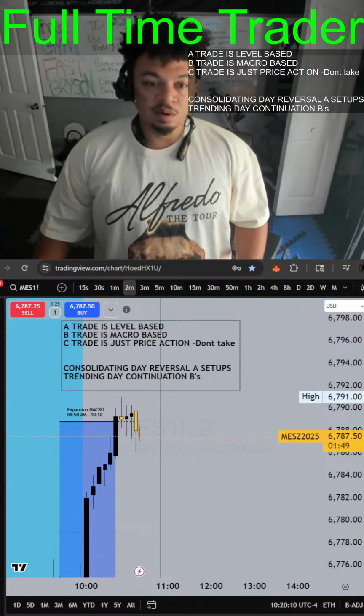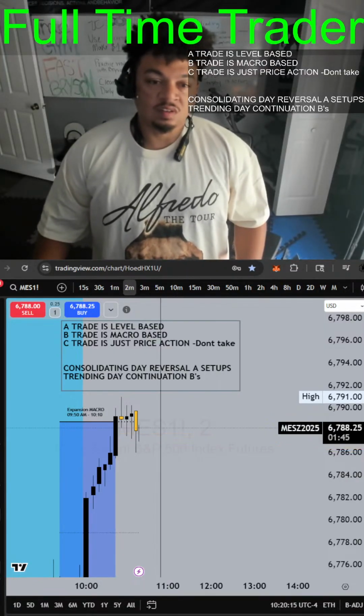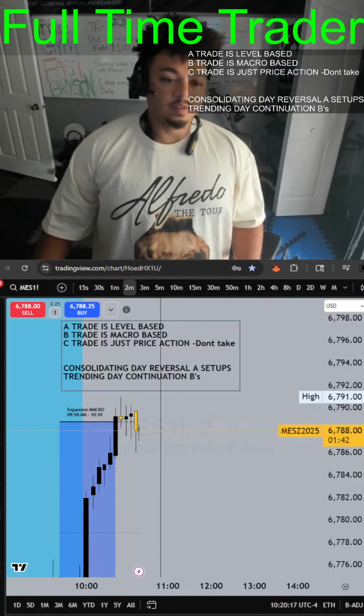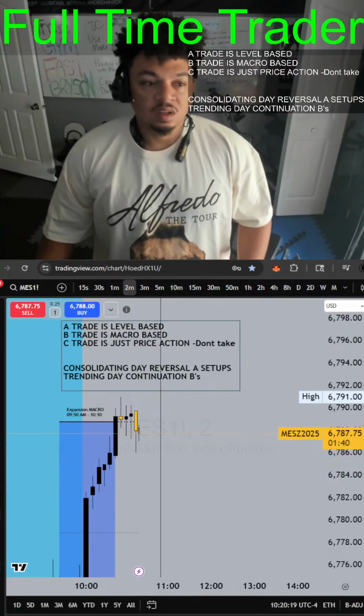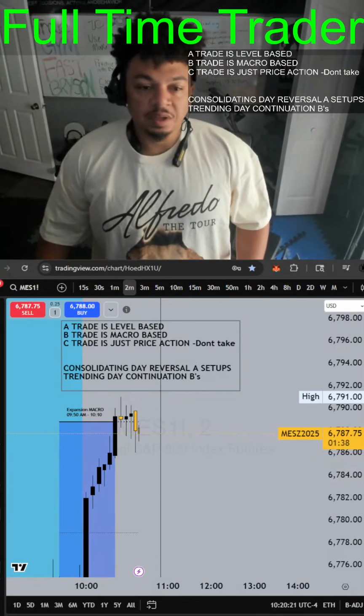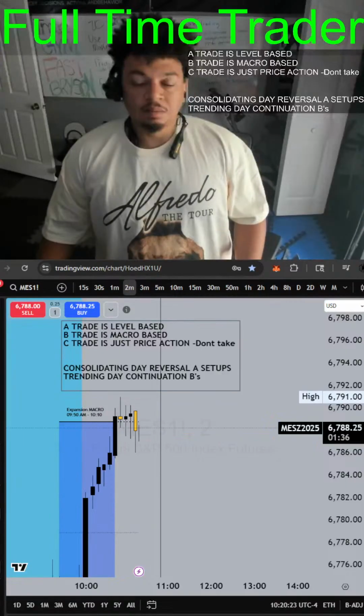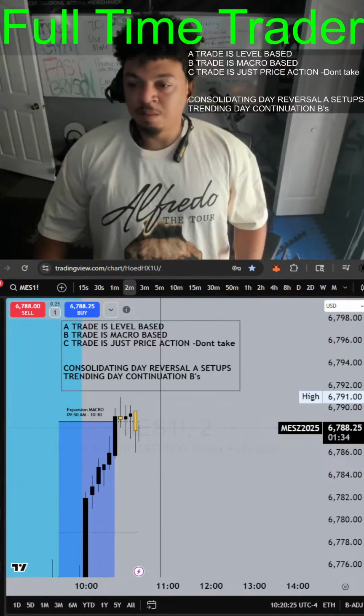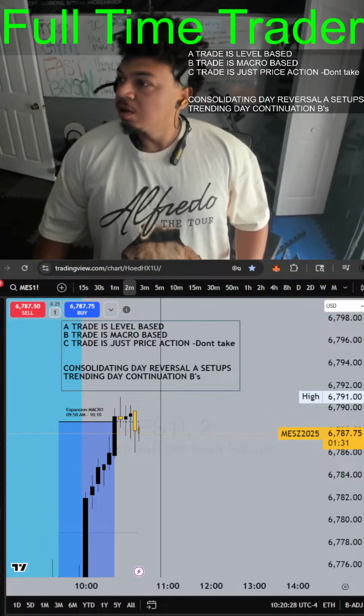But price is in a premium. We swept a macro high, so there's a potential for reversal. It's just my setups are supposed to be reversal level based and then continuation macro based. So I'm not a big fan of this setup, to be quite honest with you.